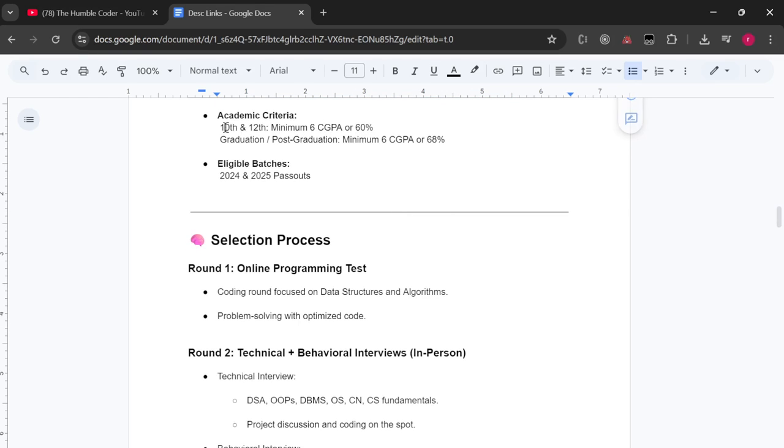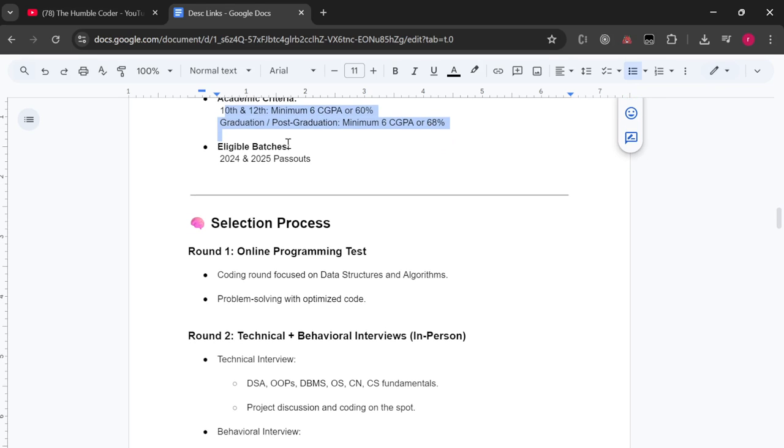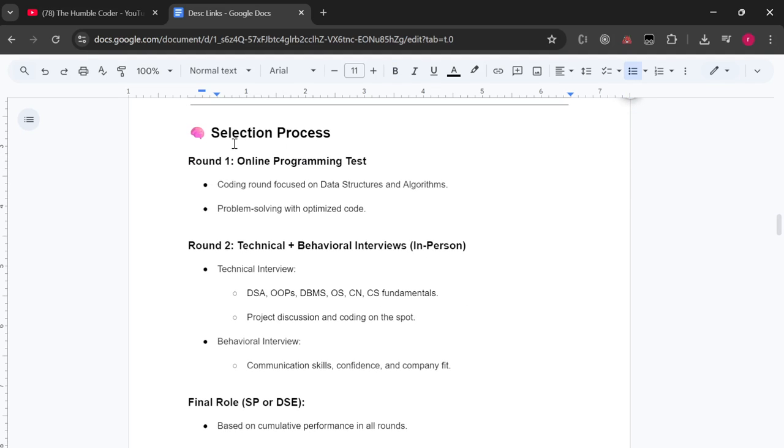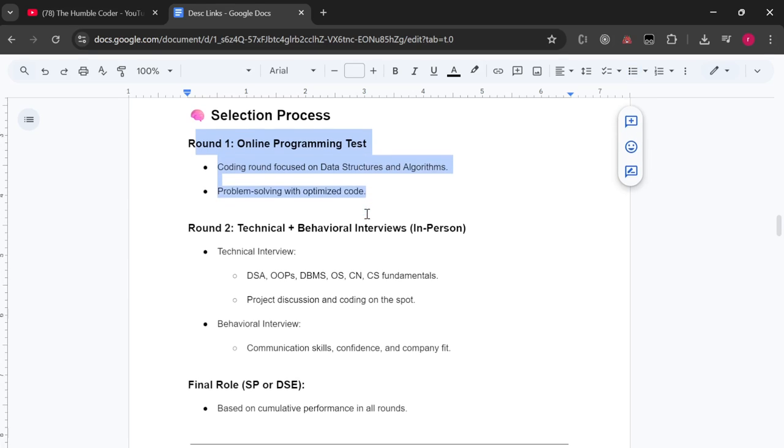Academic criteria: in your 10th and 12th, you should have a minimum of 6 CGPA or 60%, and in graduation or post graduation also you should have 6 CGPA or 68%. Eligible batches are 2024 and 2025 batch pass outs. Now let's understand the selection process before we move on to the syllabus. Round 1 is going to be your online programming test, where a coding round focused on data structures and algorithms will be there. Then problem solving with optimized code will be there.